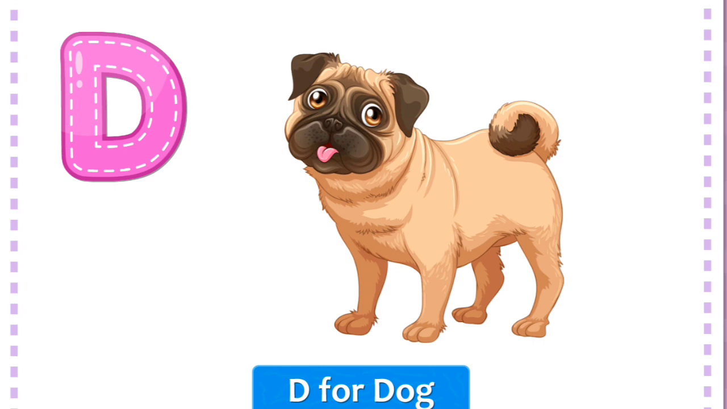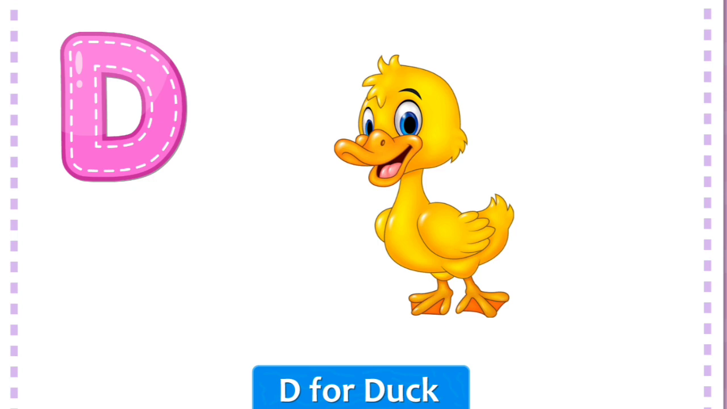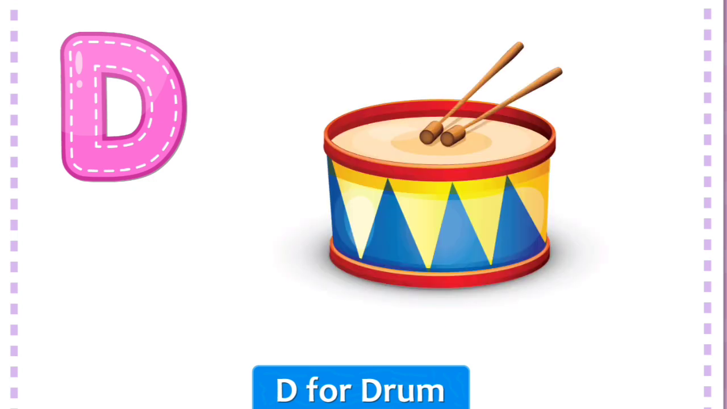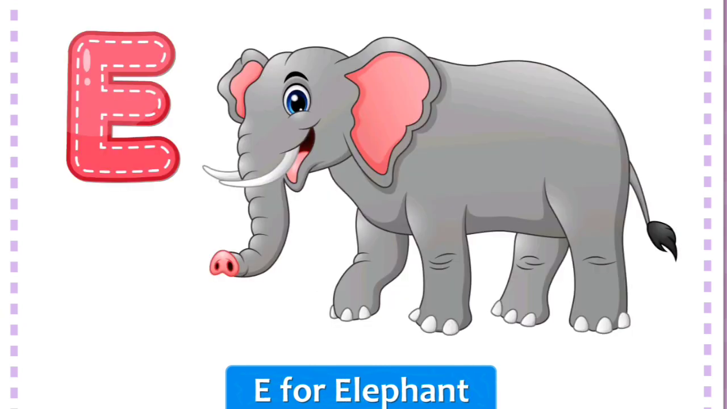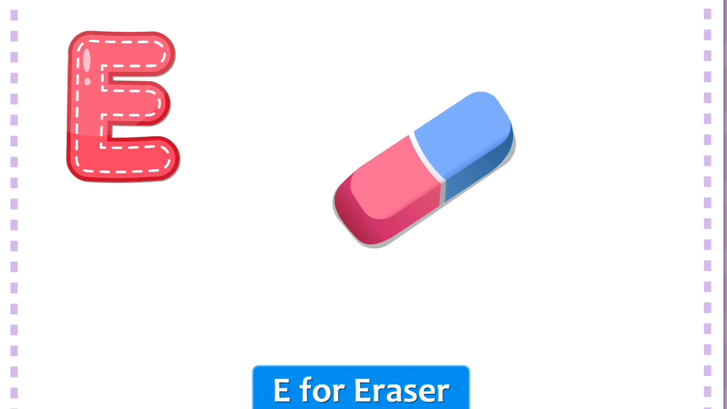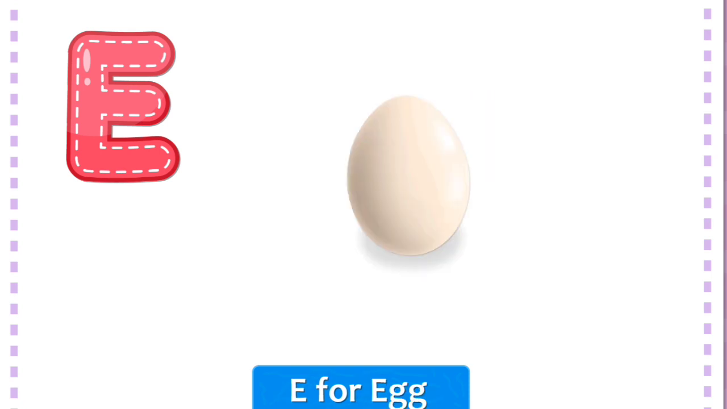D for dog. D for duck. D for drum. E for elephant. E for eraser. E for egg.